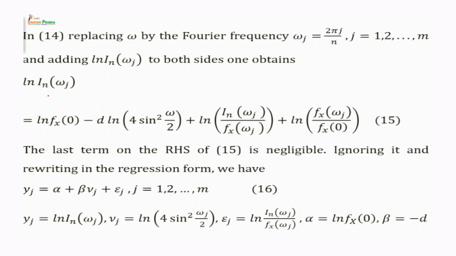So, you write this left hand side equal to y_j, then you have the constant term alpha plus beta v_j plus epsilon_j, where y_j is equal to log I_n(omega_j), v_j is equal to log 4 sin square omega_j by 2, epsilon_j is log I_n(omega_j) upon f_x(omega_j). Alpha is equal to log f_x(0) and beta is equal to minus d. So, your problem reduces to just estimating a linear regression and then you can apply least square procedure for estimating beta here. And once you estimate beta, you get the estimator of d.